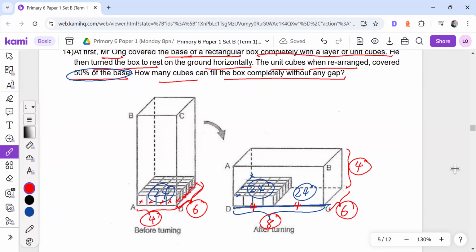Then what do we do now? The next step is to find the total number of cubes the box can contain altogether. You take length times breadth times height, 8 times 6 times 4, and you get 192. That is the total number of cubes the box can contain. And right now, there are already 24 cubes inside. So how many more can you put inside? You take 192 minus 24, and you can put another 168 more cubes.